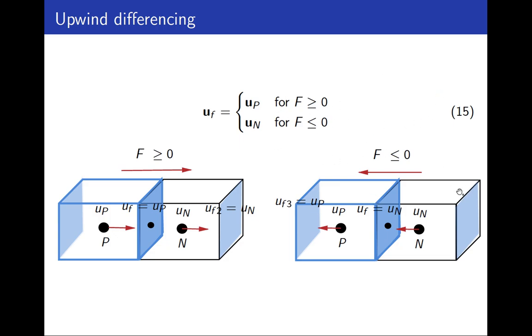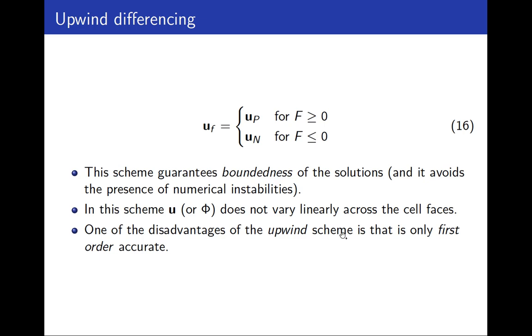But now, if we have the opposite case, if the direction of the flow goes from right to left, here the velocity at this cell face, UF, will take the value from behind. So it will take the value of the velocity at the cell centroid N. And now, for this cell face, UF3, if we have this case, now UF3 will take the value of the cell centroid P. So that's just basically upwind differencing.